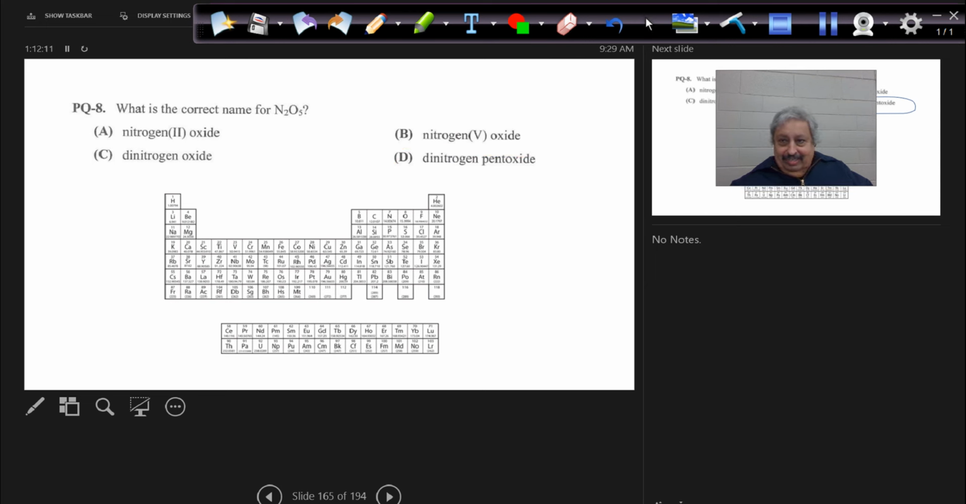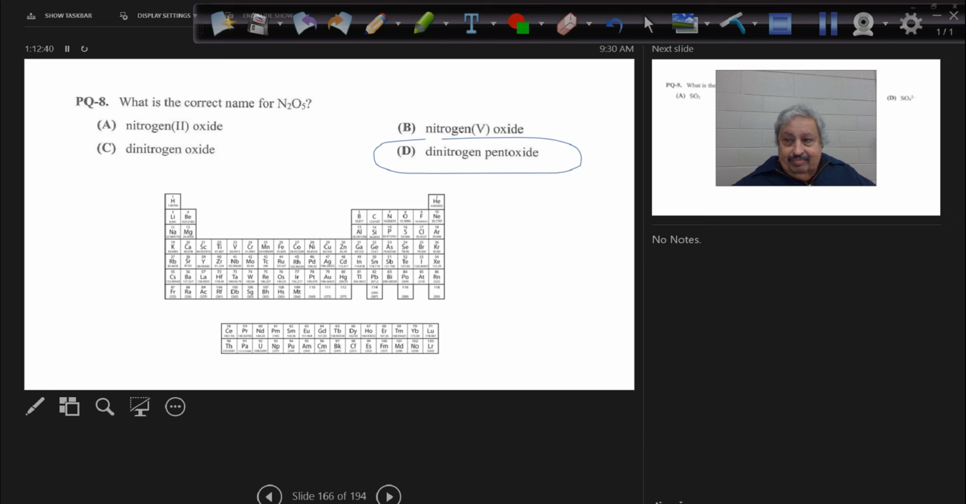Okay, so let's see. Roman numbers are for ionic compounds. For covalent, there are no metals there. There is no Roman number. Just take the Greek prefix, tetra, di, tri, whatever.